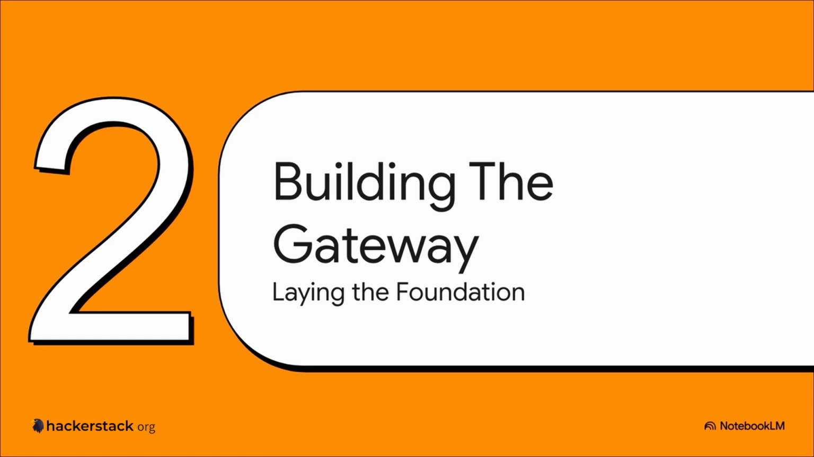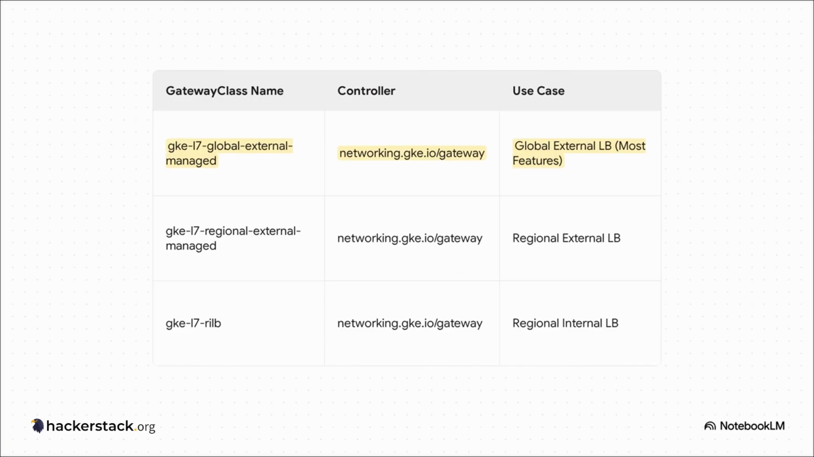Okay, enough talk, let's actually build one. We're going to start with a super basic setup, just to get that front door installed and get some traffic flowing. First thing we've got to do is choose a gateway class. Think of this like picking the model of front door you want. Do you want a standard one, a fireproof one with extra locks? Here, in Google Kubernetes Engine, we're picking the GKE L7 Global External Managed class. It's the top-of-the-line model, built for global traffic and absolutely packed with features.